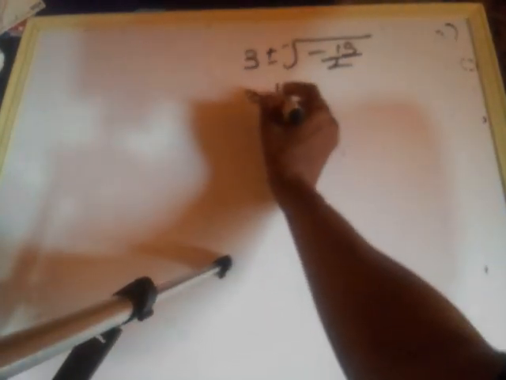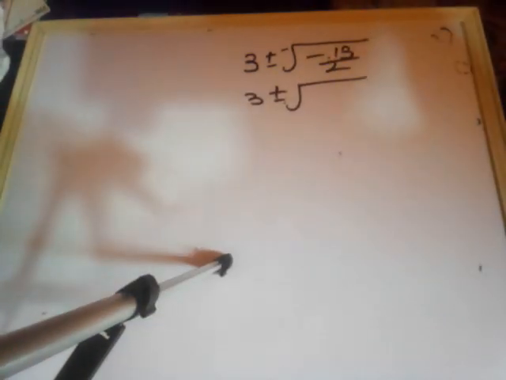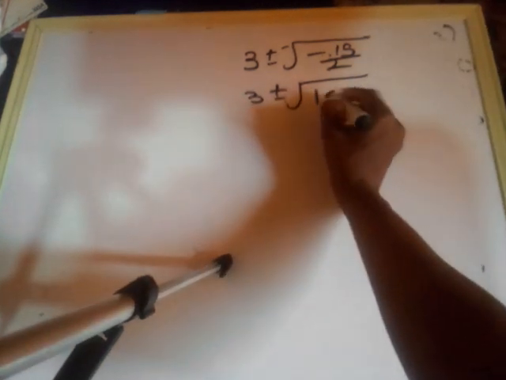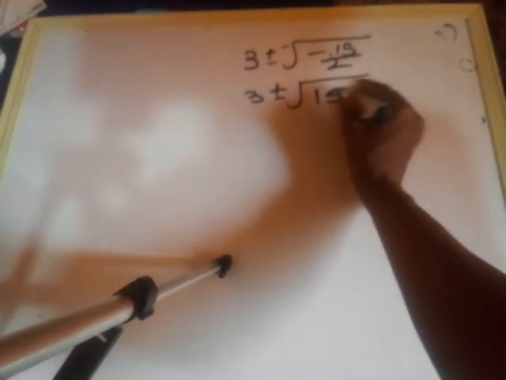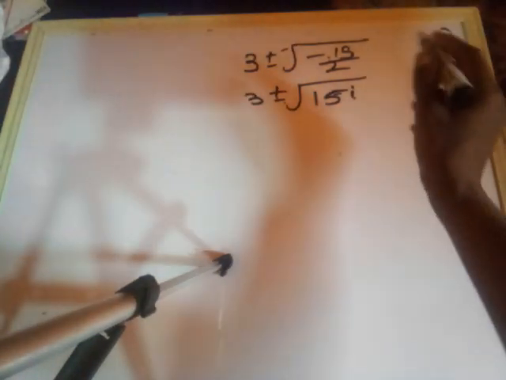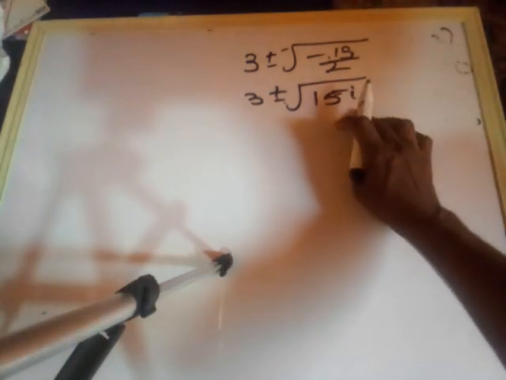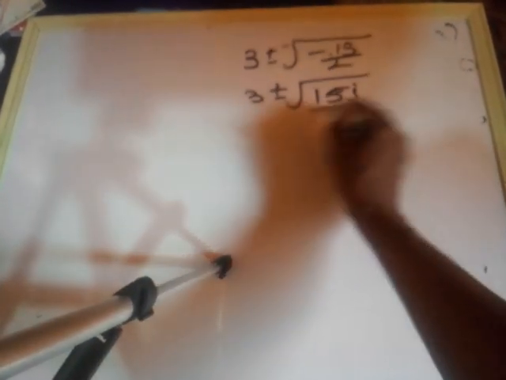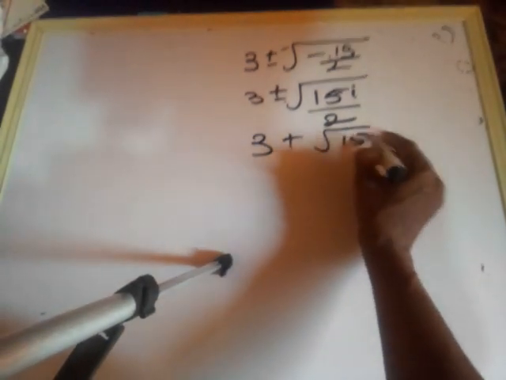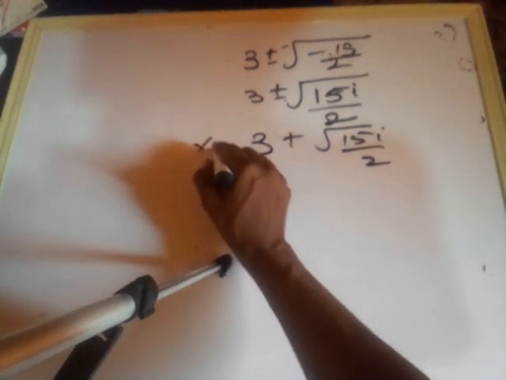Okay, so now we have 3 plus or minus the square root of minus 15. This minus 15 is the same thing as 15 times minus 1. And the square root of minus 1 is the same thing as i. When you find the square root of minus 1, it gives you i. So we have root 15 i over 2. Right? So we now have 3 plus root 15 i over 2. So this becomes our x1.